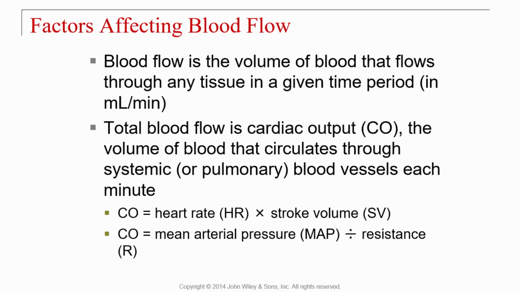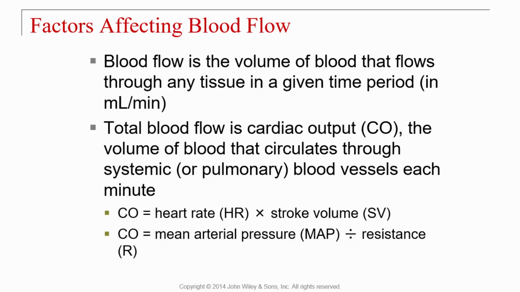So factors affecting blood flow. Blood flow is the volume of blood that flows through any tissue in a given period of time. And we look at it in terms of milliliters per minute. So total blood flow is cardiac output, the volume of blood that circulates through systemic or pulmonary blood vessels each minute. So cardiac output, we could say, equals heart rate times stroke volume.